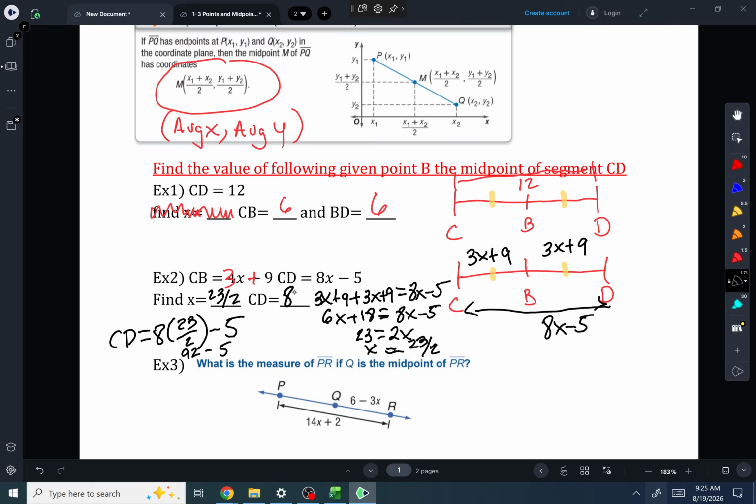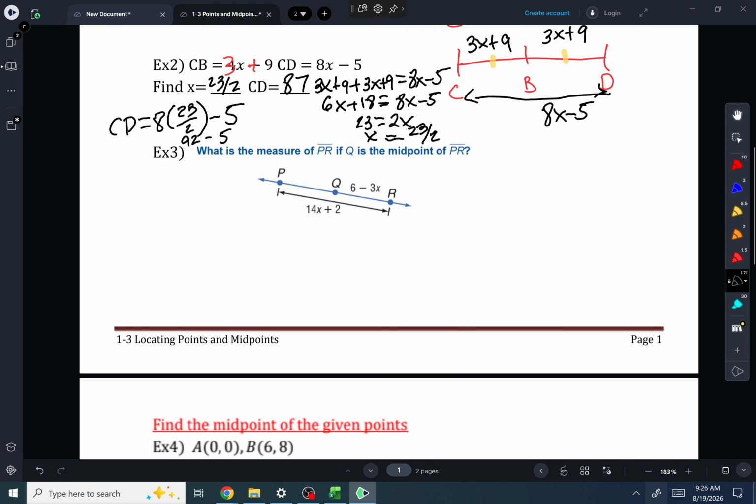87. CD is 87. If I want to see if this is right, how long should CB be? If CD is 87, how long should CB be? Half of that. So if I wanted to, I could plug in the 23 halves there and see if it does equal it. If I was taking a test and I had enough time, I would check. That's exactly how I would check it.